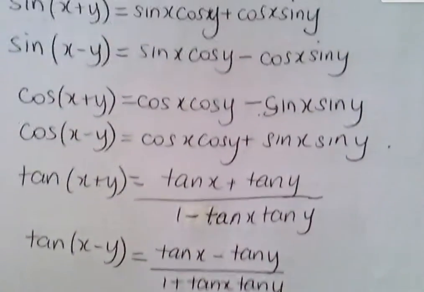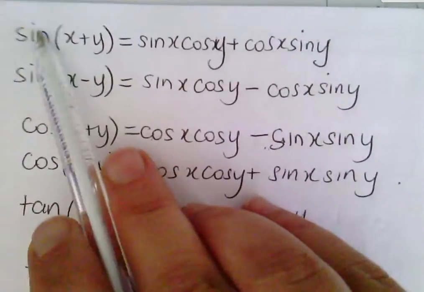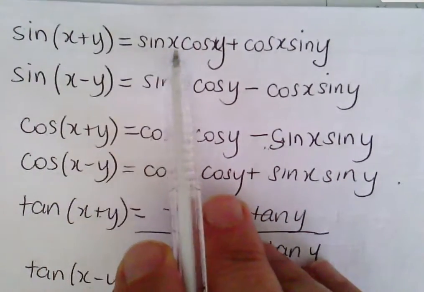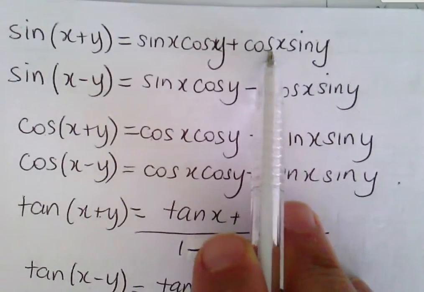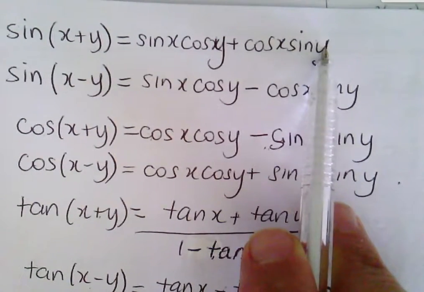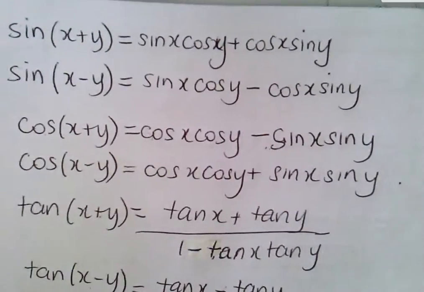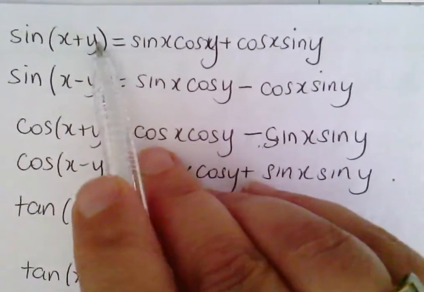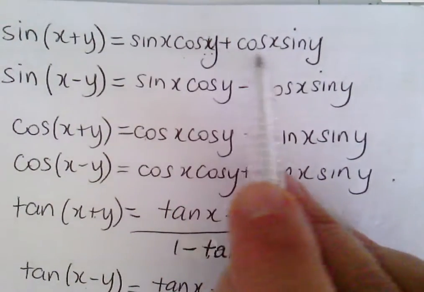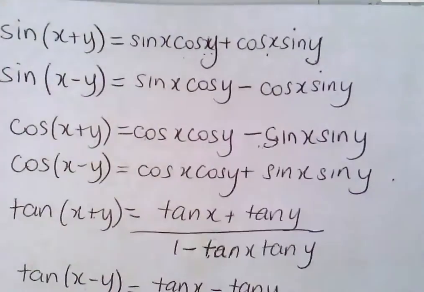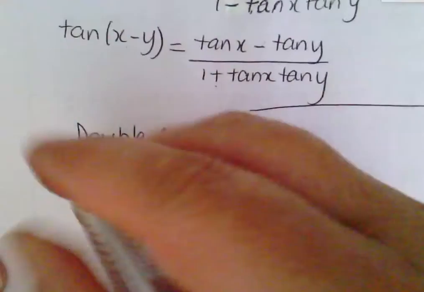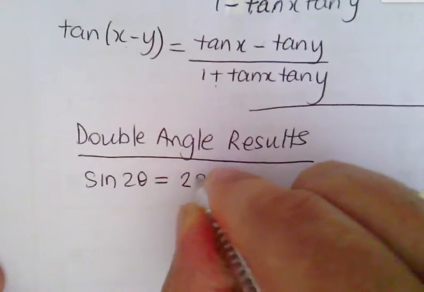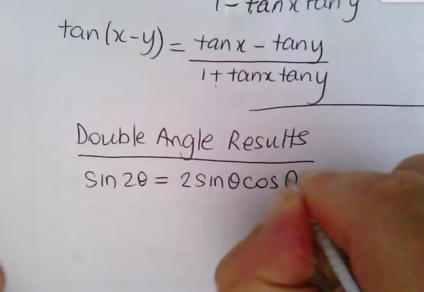We should be able to derive the double angle results from these. So if you look at the plus ones, and if that was x plus x, you'd have sine x cos x plus cos x sine x. Do you get it? So two lots of the same thing. It would be sine x cos x plus cos x times sine x. So it's two lots of sine x cos x. So for the double angle results, I'm going to go theta this time. Sine 2 theta equals two lots of sine theta cos theta.